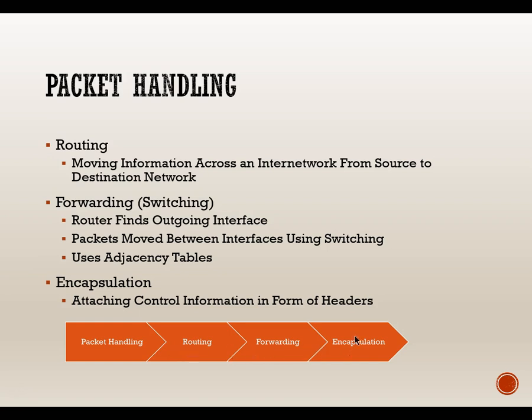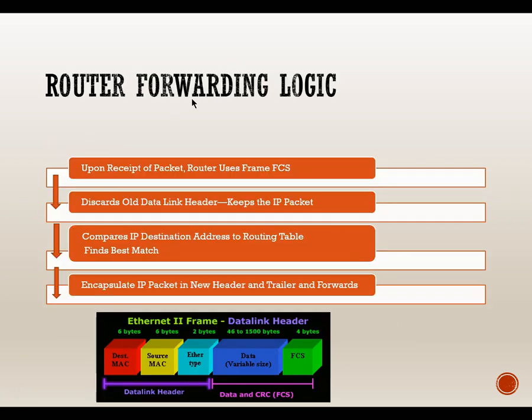Routing, forwarding, encapsulation. What we're doing in the forwarding logic: on receipt of a packet, the router uses the FCS, the frame check sequence, to be sure that it has not been modified. Once that happens, it discards the old data link header, the destination and source MAC address and the EtherType, just like we talked about before. Everything else, including the IP address, is going to be in the data, the CRC and the FCS.